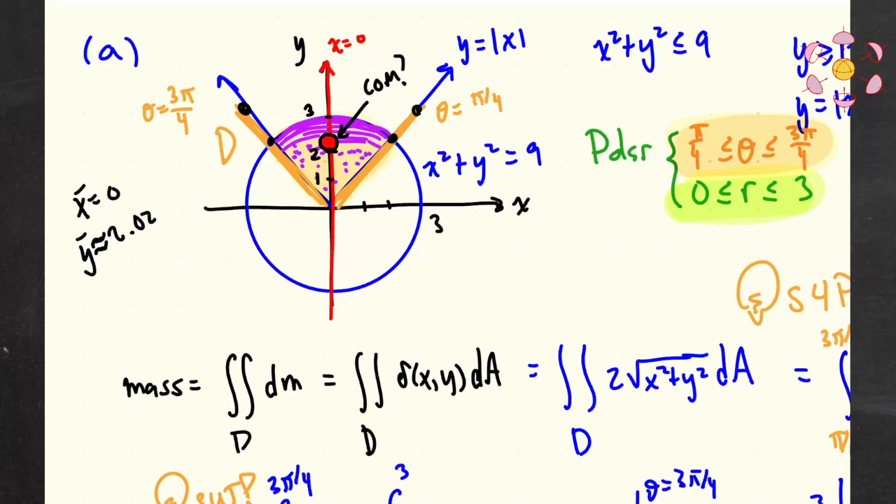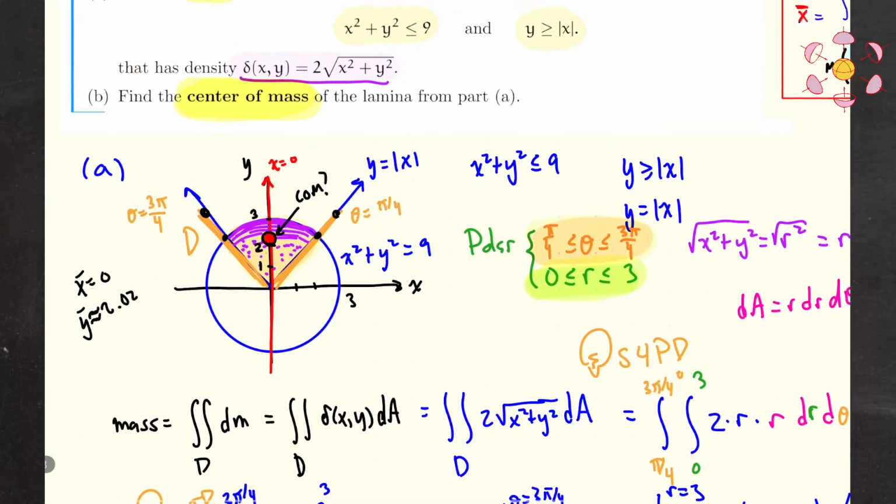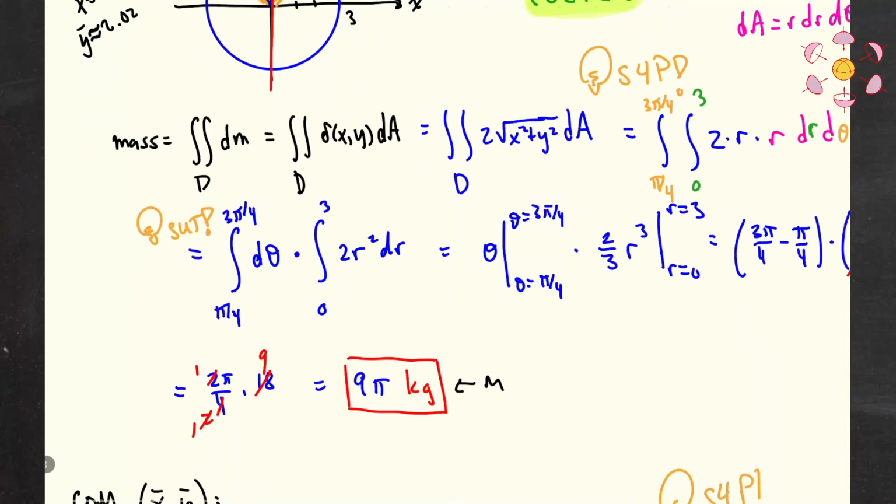I was just sketching this, but it turns out my sketch was really accurate because I was relying on intuition based off of the fact that the density was 2 times the square root of x squared plus y squared. So it was getting thicker the further away I was going, so the center of mass was kind of gravitating towards the thicker part. All right, cool. So that wraps it up.